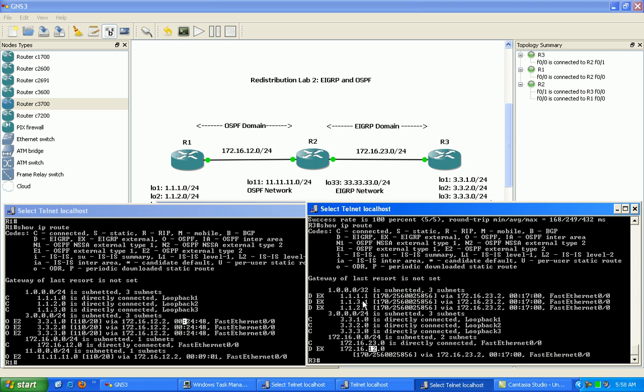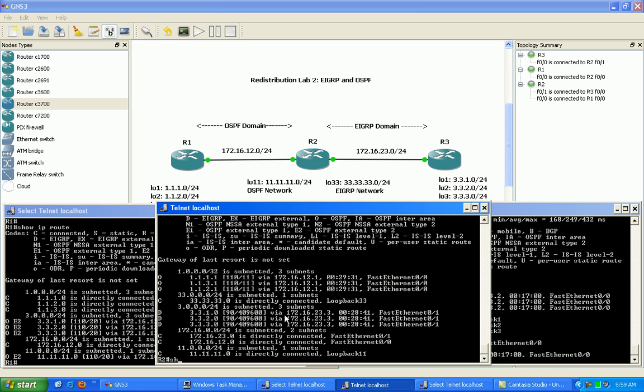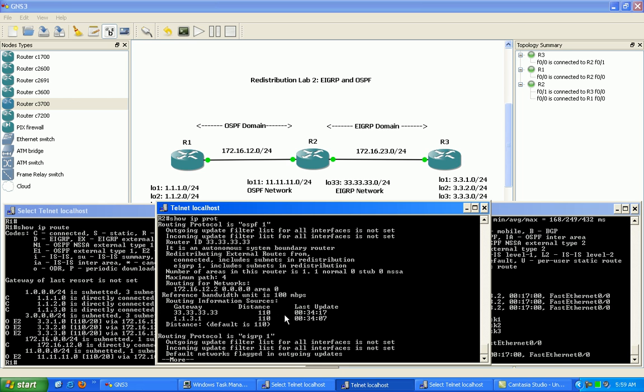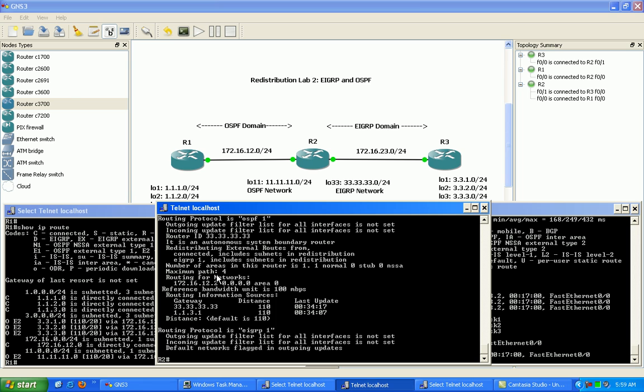Also is being redistributed into EIGRP as an OSPF learned route, because again, from router 2's perspective, if we do a show IP protocols, it is a network that we are routing for that is directly connected to router 2. So router 2 is going to pull this when we do redistribution from OSPF into EIGRP.